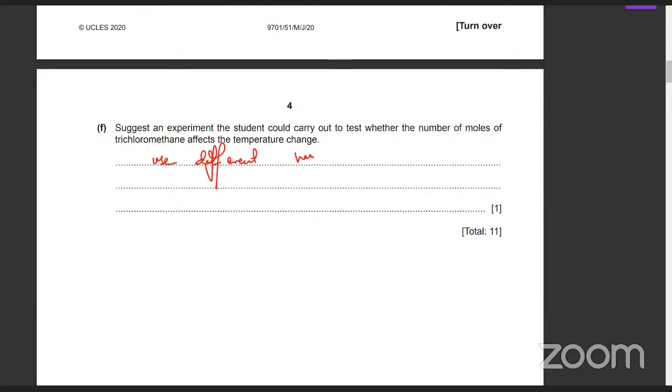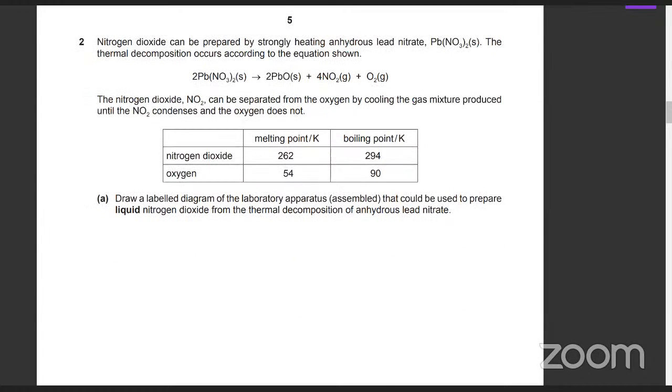So repeat the experiment and use different volumes of trichloromethane. You're going to vary the volume and record temperature changes. That's it. That would give you an idea. If there's no change, then obviously no effect. So now the next question.